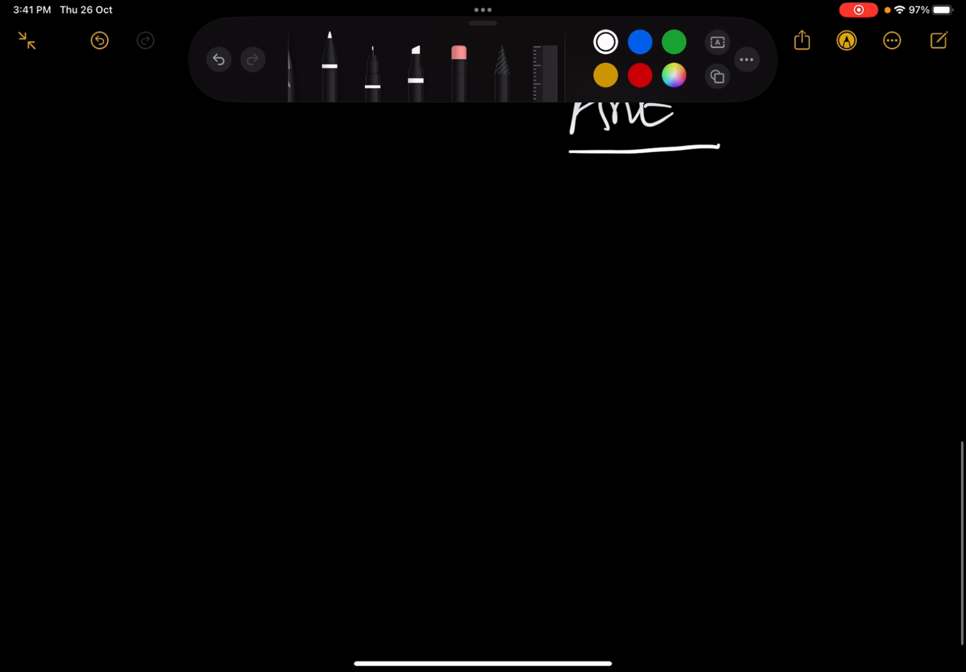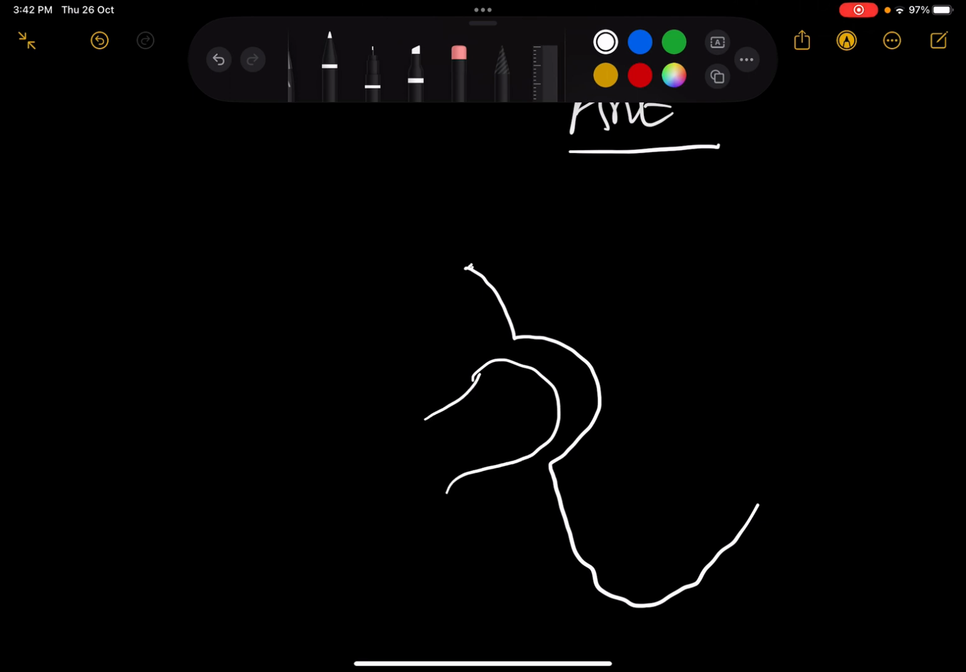Now, this capsule, now we are outside the capsule. Here is the transverse acetabular ligament.